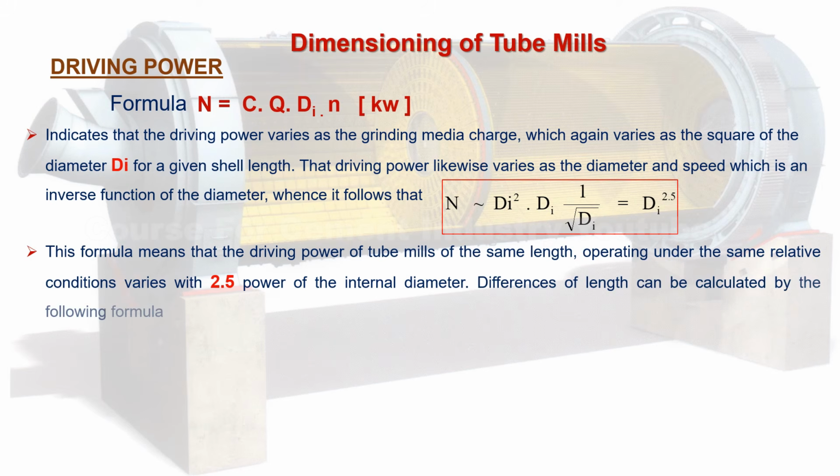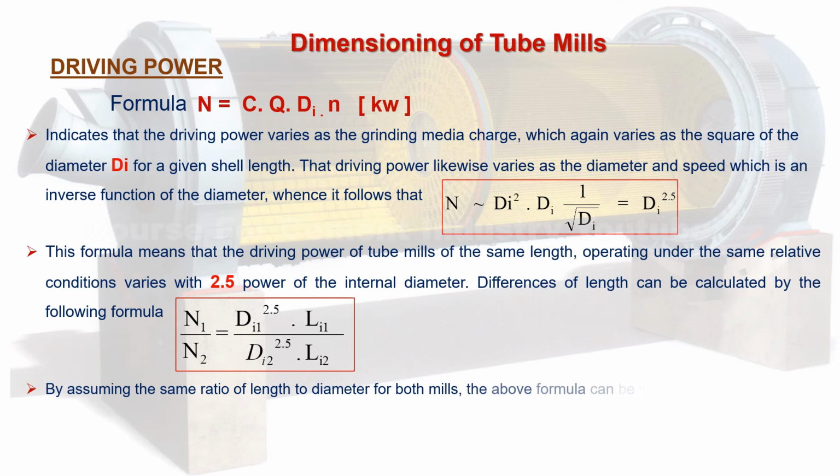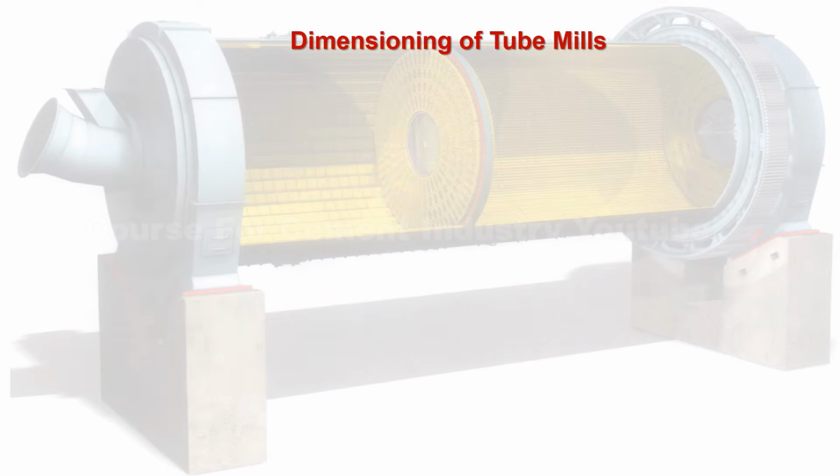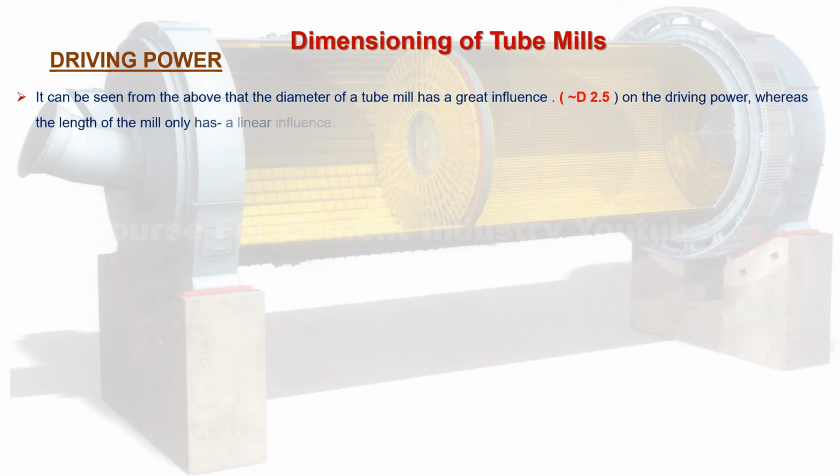Differences of length can be calculated by the following formula. By assuming the same ratio of length to diameter for both mills, the above formula can be written as. We follow together, driving power. It can be seen from the above that the diameter of a tube mill has a great influence, approximately D^2.5, on the driving power. Whereas the length of the mill only has a linear influence.